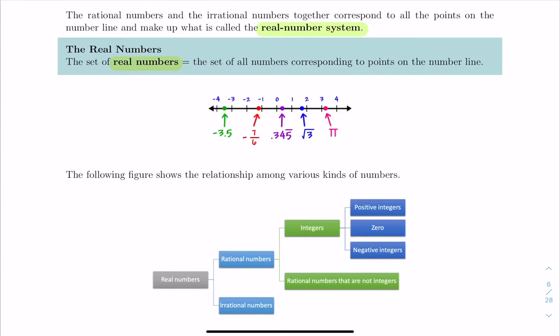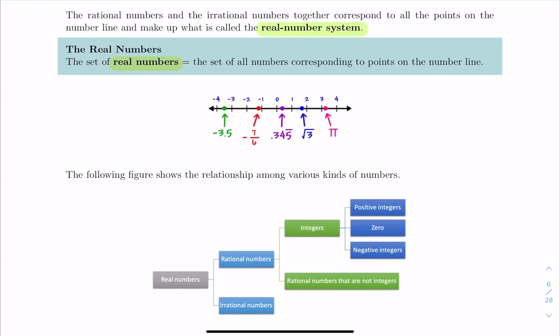And so the figure below shows the relationship among the different kinds of numbers. So starting with real numbers, you branch off into either a rational number or an irrational number. Irrational numbers don't have any other subsets. But rational numbers can either go to integers or rational numbers that are not integers.